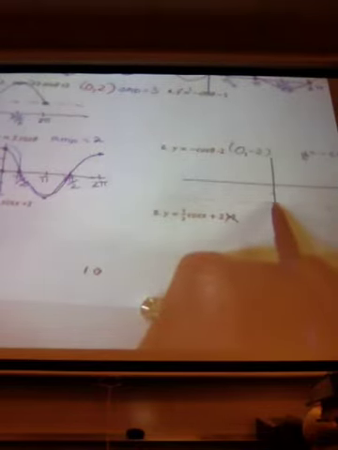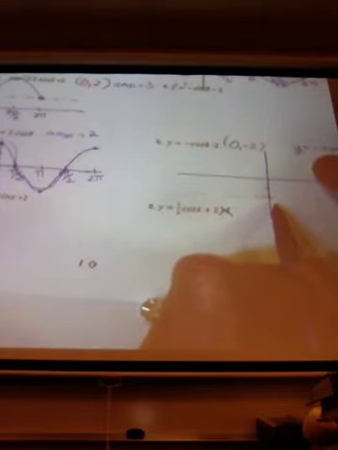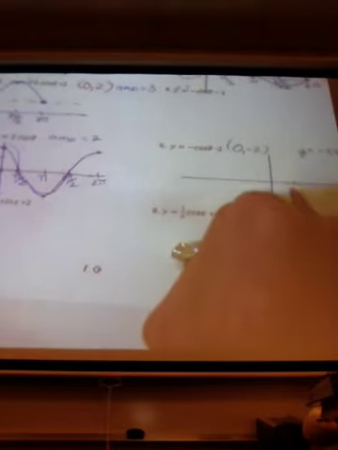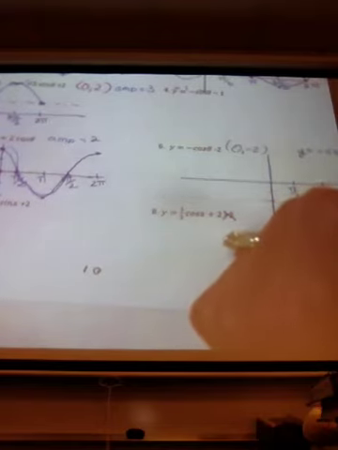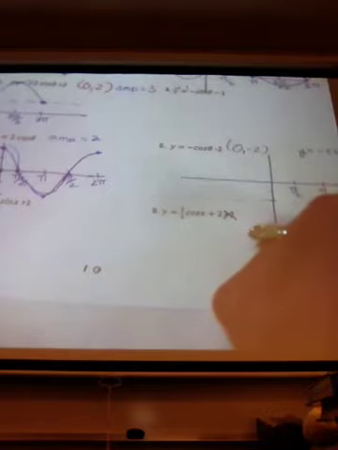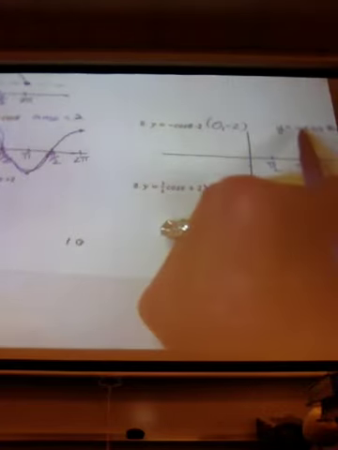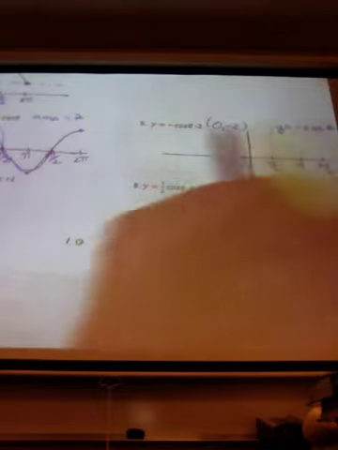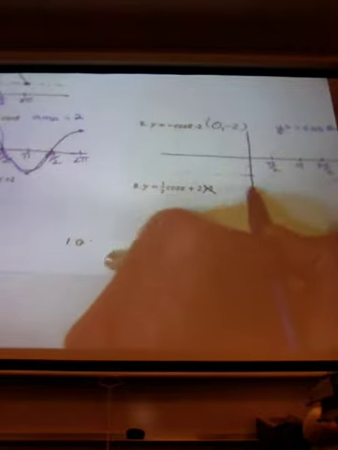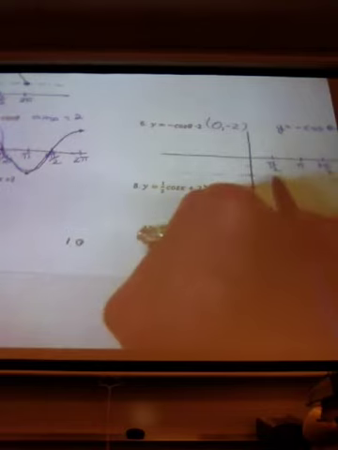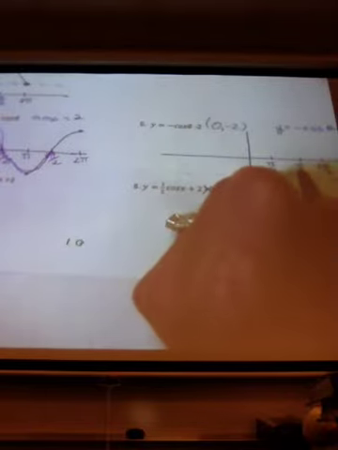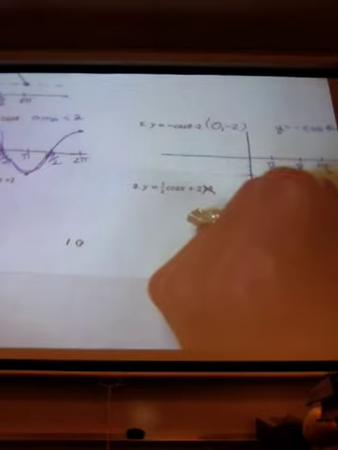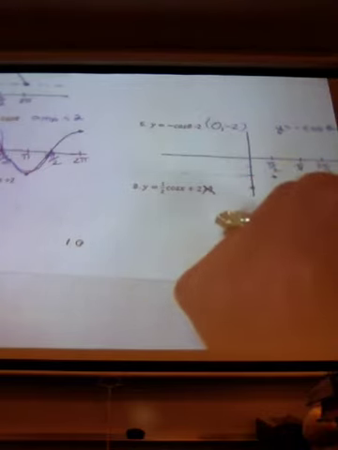Now, because it's negative, where is my first point? Let me mark my axes. Where am I going to start now, since it's -1? I would start at the minimum, right? And then I'm going to go to 0. Then I would have my maximum, which is right here, and then my 0, and then my minimum.